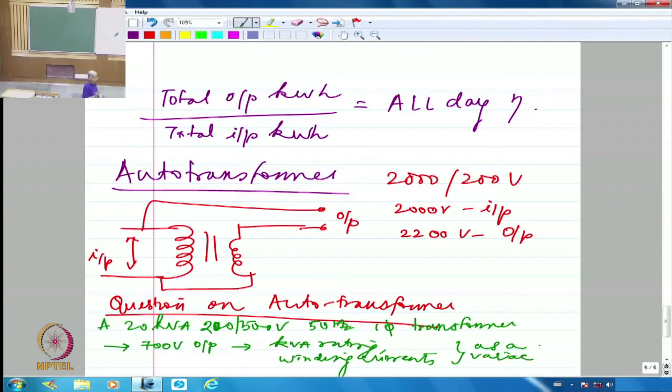Okay, so this question apparently has been given as one of the exercise questions for you guys. This is on auto transformer. It says a 20 kVA, 200 by 500 volts, 50 hertz single phase transformer requires a 700 volts output from a 500 volts input. It may be 500 volts input, or 200 volts input. This has to be given. If it is not given, then you are going to have difficulty. It should be given clearly whether you are deriving it out of 500 volts input or 200 volts input. One of them has to be given for sure. So let us go ahead and assume that it is 500 volts input.